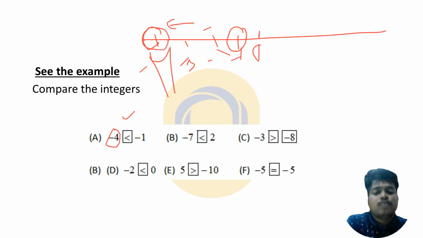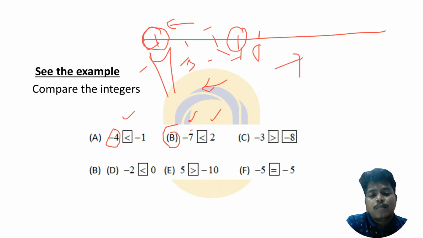So you see the next example, -7 and +2. Obviously -7 is smaller and +2 is bigger. We can say the left side number is always smaller and the right side number is always greater. -7 is present to the left side of 0 and +2 is present at the right side of 0. So the right side number is always greater and the left side number is always smaller.